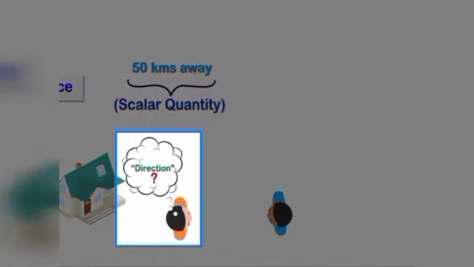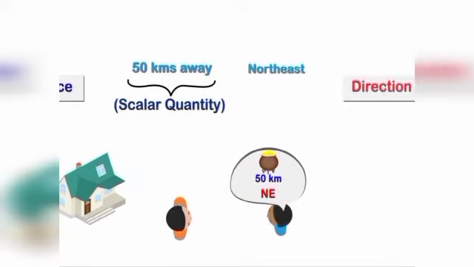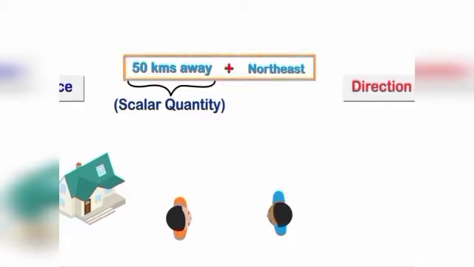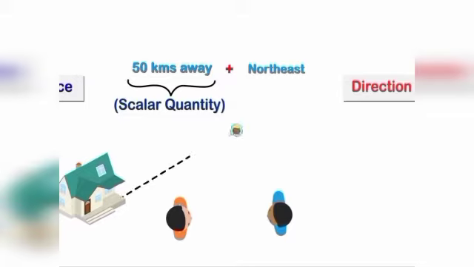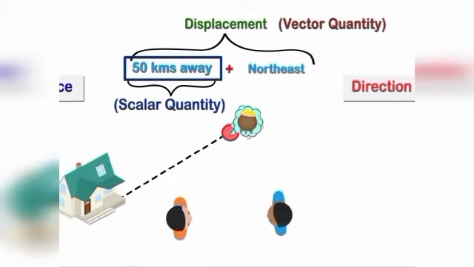Your question to him would be, which direction from home? When you are told that it's 50 kilometers in the northeast direction, you have the precise information of the location. This now becomes two-directional information, distance and direction. The treasure pot is over here. Two-dimensional information like this is called a vector quantity. Scalar quantities are one-dimensional and vector quantities are two-dimensional.